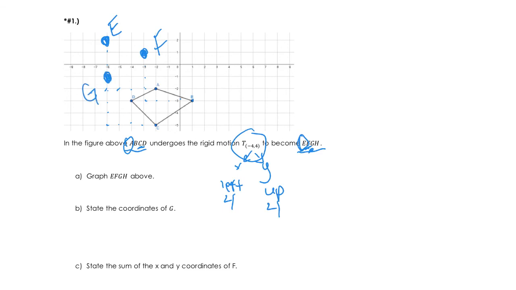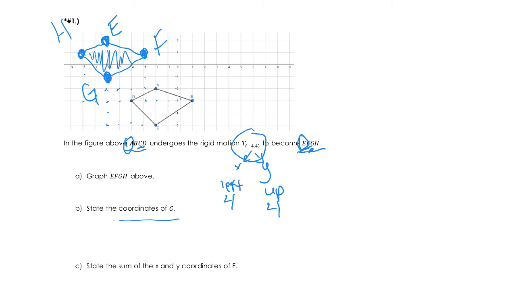And last one, D becomes H. Go left 4, up 4. 1, 2, 3, 4, 1, 2, 3, 4. H. So this four-sided shape just moves left 4, up 4, and is now up here. Graph EFGH above, did it.